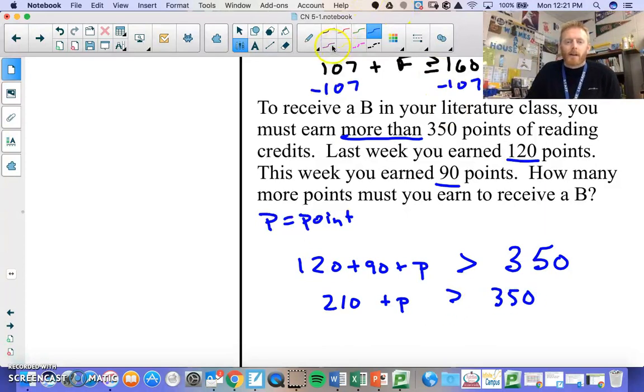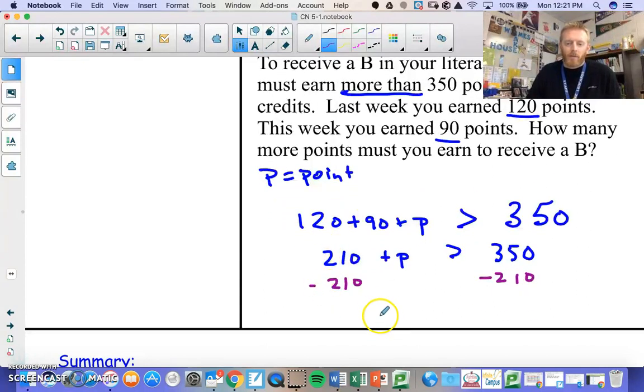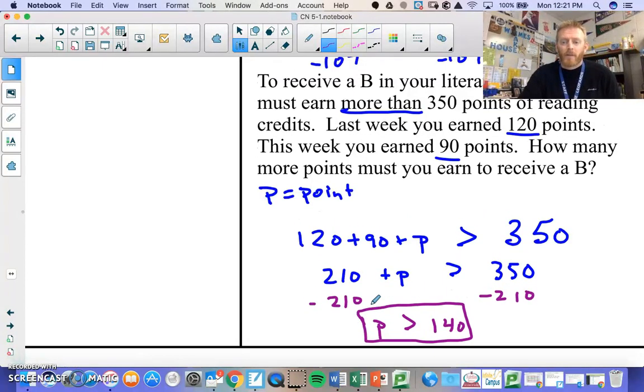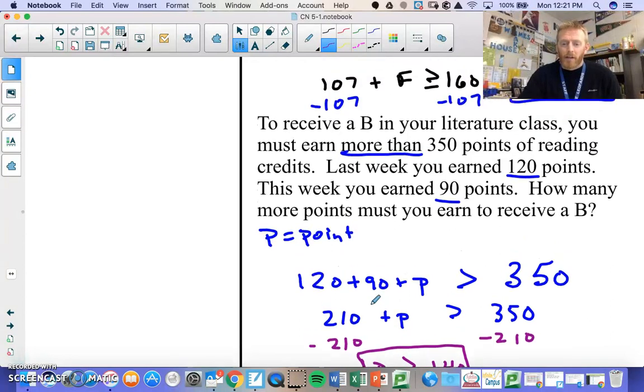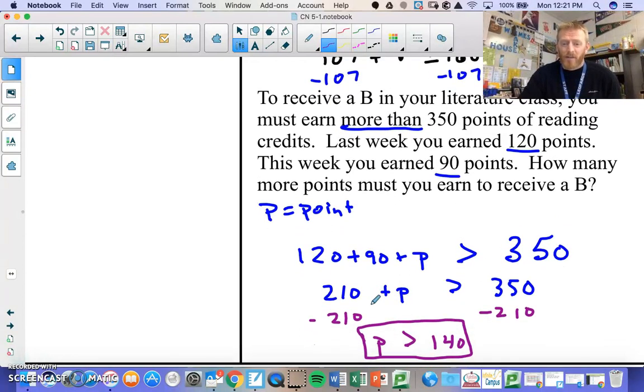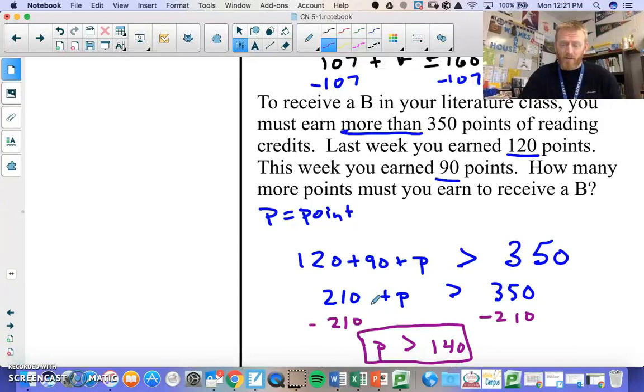And you'll see that all we're doing is solving things just like we used to do in chapter 1. So we're going to subtract 210 from both sides, and we find out that P, the number of points we have to earn this week, must be greater than 140. Now that seems like an awful lot of points there, folks. I don't know how you earn points for reading, but you're going to need to get a lot of them, especially since that's more than you've earned in the previous 2 weeks.